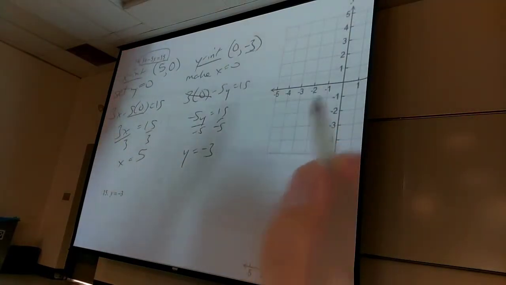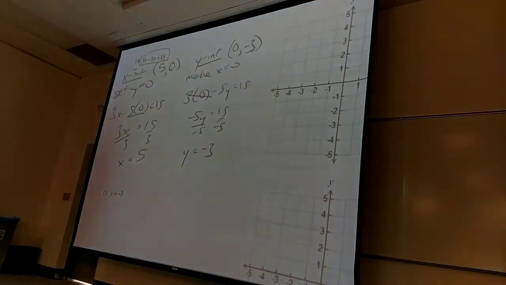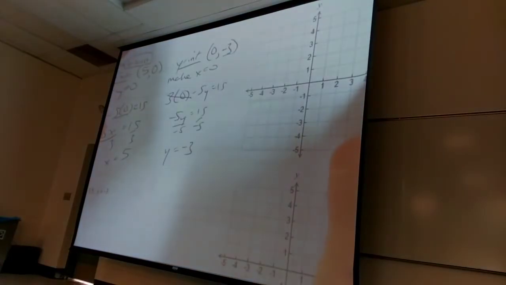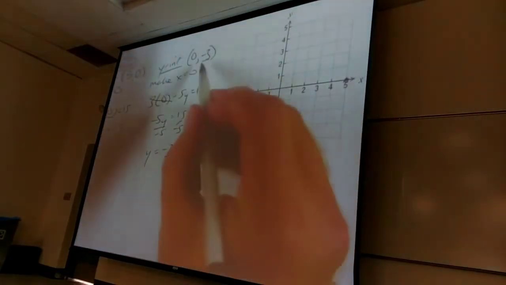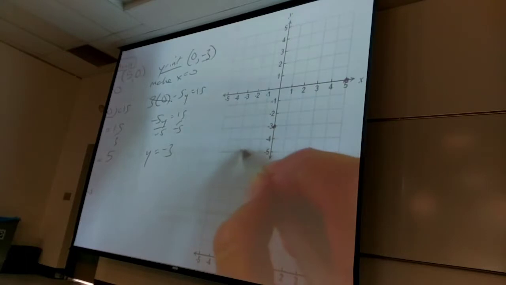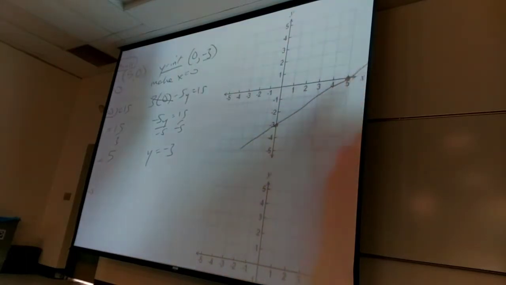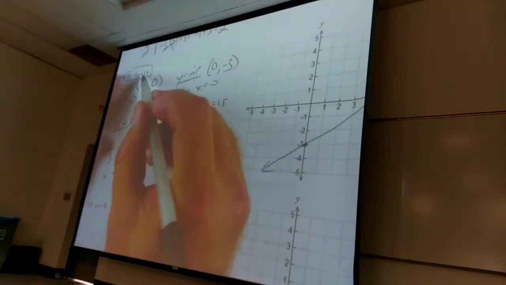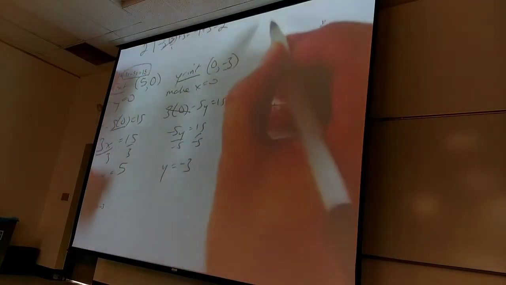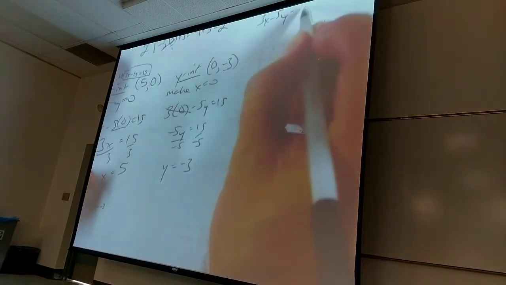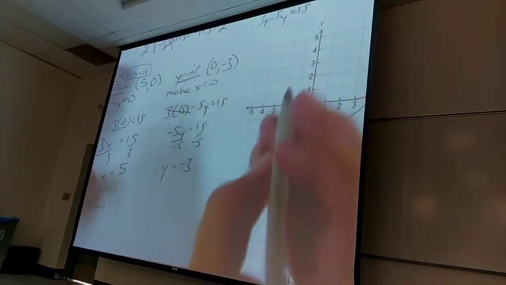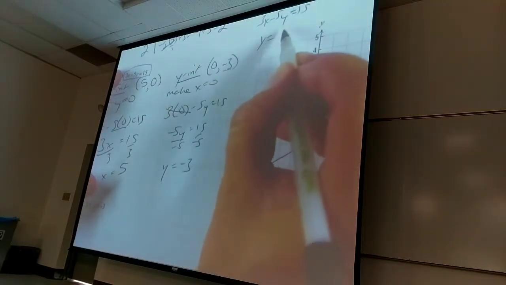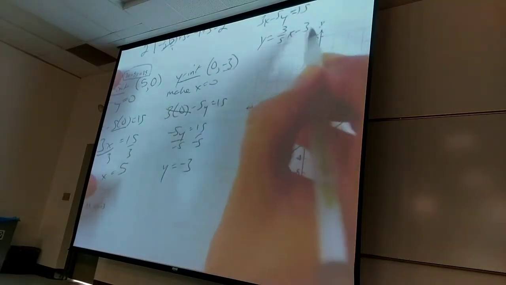Let's see what happens. I always get some people like, come on, Jeff, make a mistake. So the x-intercept is 5, 0. Y-intercept is 0, negative 3. So there's my line. So what do you get if you solve this for y? I could subtract 3x, divide by negative 5. I end up with y equals 3/5 x minus 3.